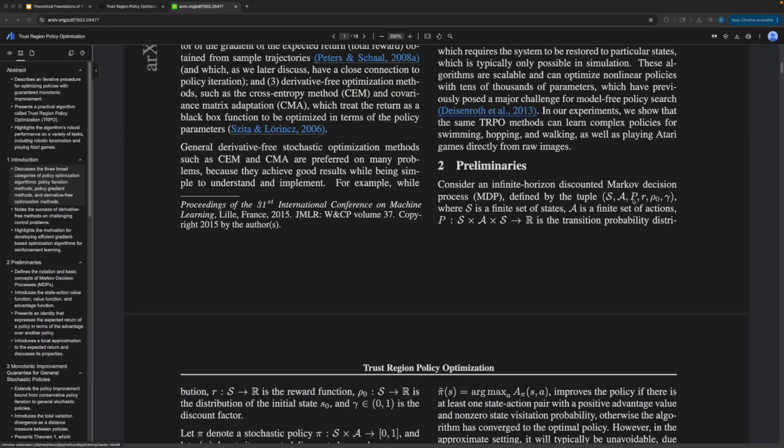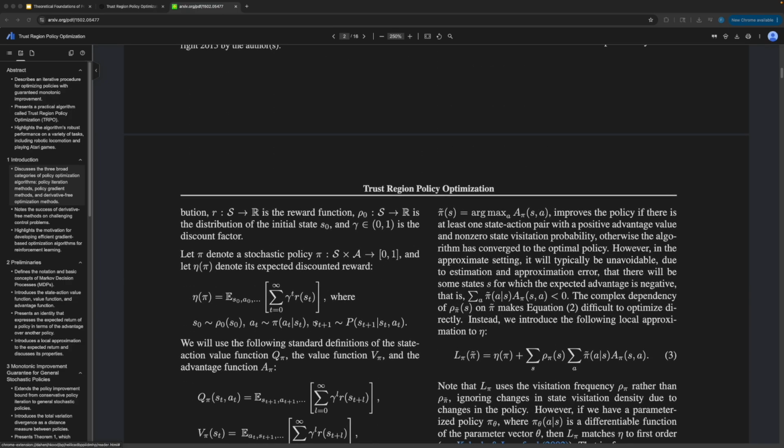So let's start with the notations used in the paper. The MDP is defined by the set of all states, the action space, the transition probability distribution from the environment, the reward function, which is the expected reward if you reach a particular state, the initial state distribution, which gives you the probability that the agent is initialized at a given state, and gamma, the discount factor.